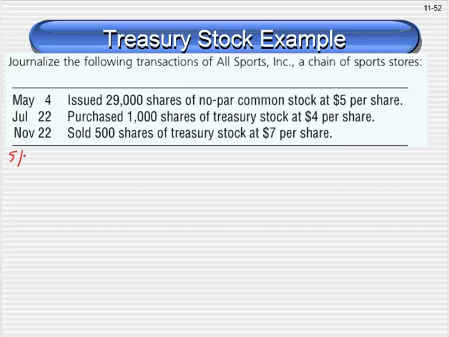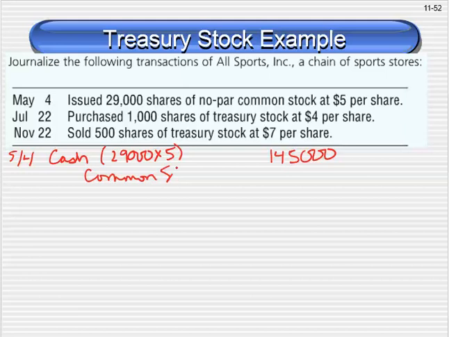May 4th, since it's no par common stock, all the proceeds will go to common stock. So we'll debit cash for 29,000 shares times the issue price of $5 per share, which I believe is 145,000, and then we will credit common stock for the same amount. And again, that's because it was no par and no stated value, so the entire proceeds get credited to common stock.